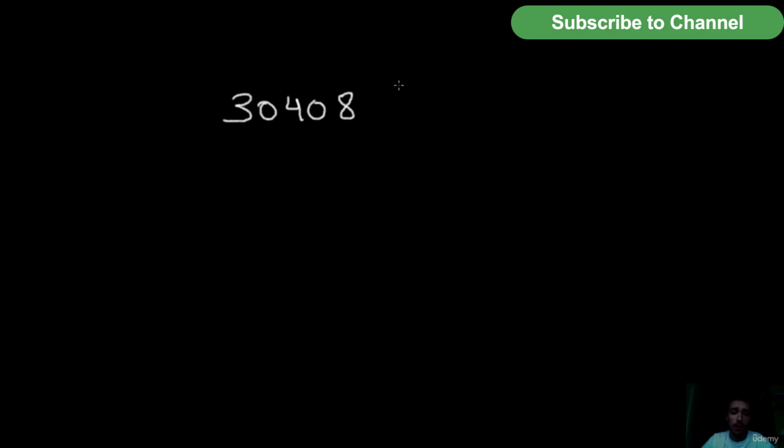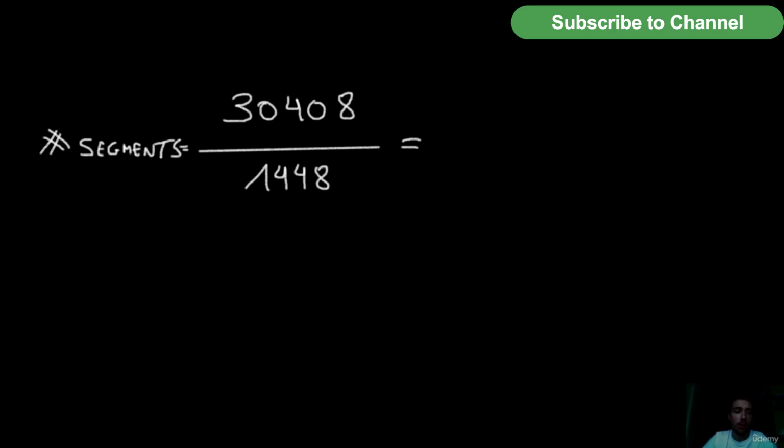So if this is the number of bytes that we are left to send, and we know that one maximum segment size, one MSS, has the value of 1,448 bytes, then this is going to give us the number of segments that we are left to send. If we make this division, this gives us a value of 21. So 21 maximum segment sizes are going to be the total number of segments that we are going to send.